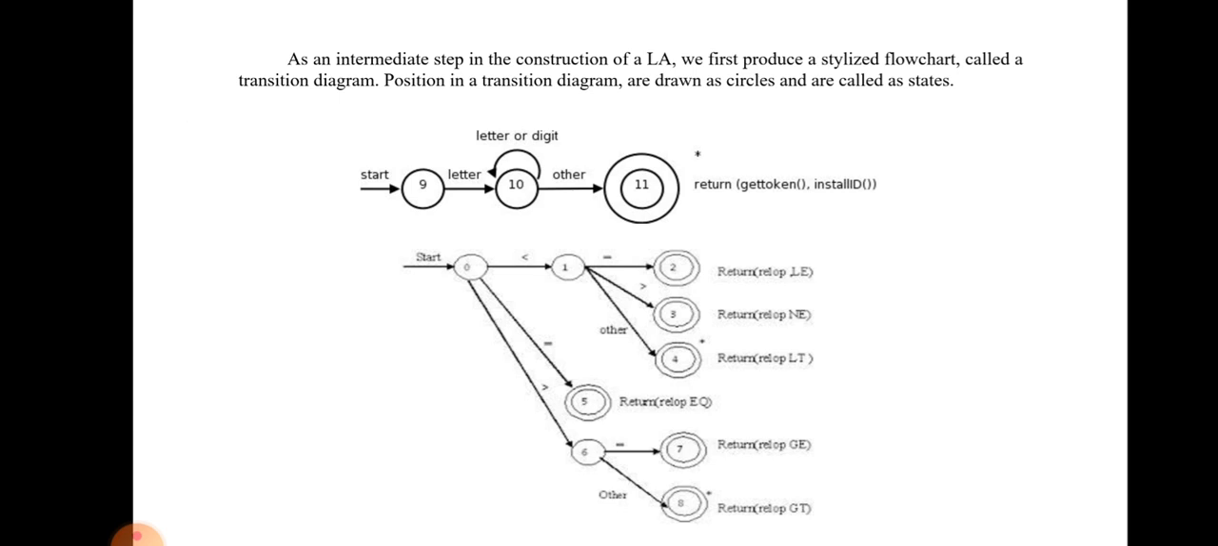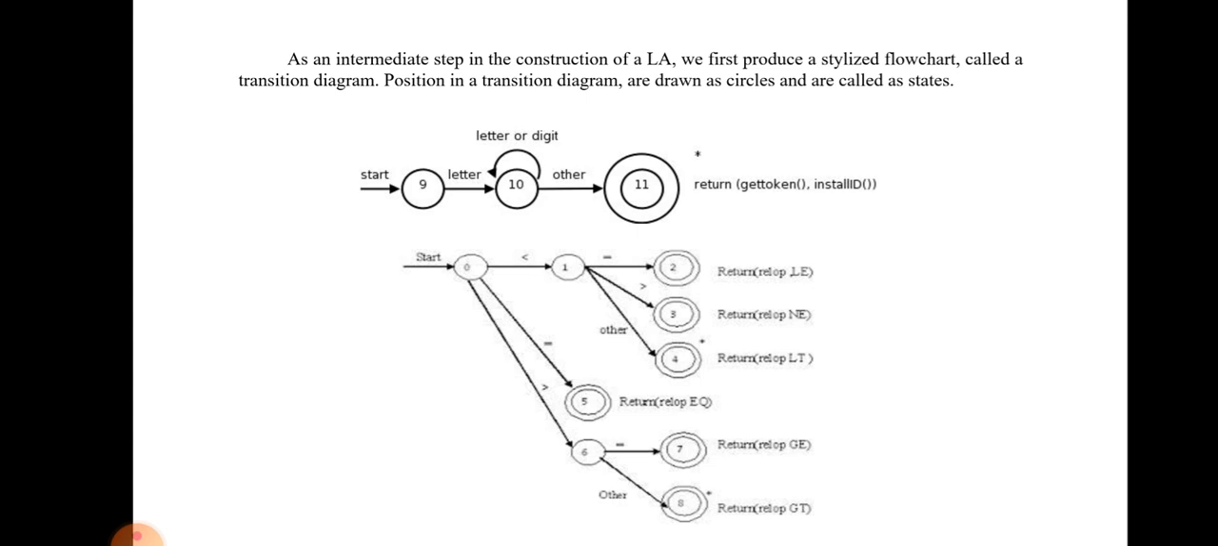So the first state will start with the start symbol. Then from state 0 to 1 it takes the input symbol less than, and from state 1 to the second state it takes the equal symbol. So the less than or equal to symbol can be represented from state 0 to 2. Similarly, we can draw for any relational operator.